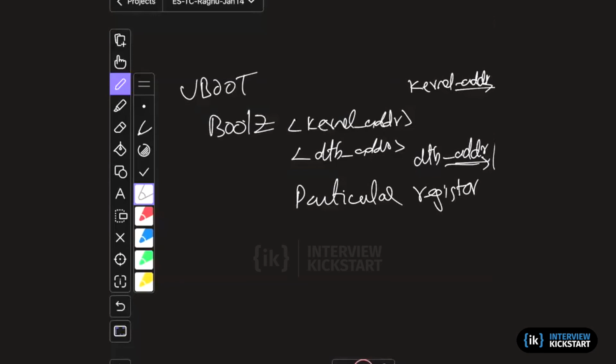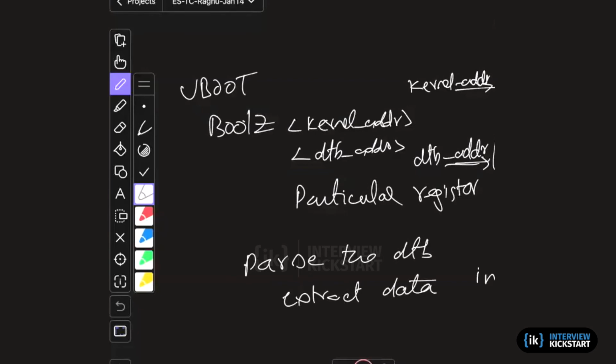What the kernel will do is parse the DTB, and extract whatever data or information there is regarding the interconnections of the schema of the hardware platform, and then appropriately set up its drivers.